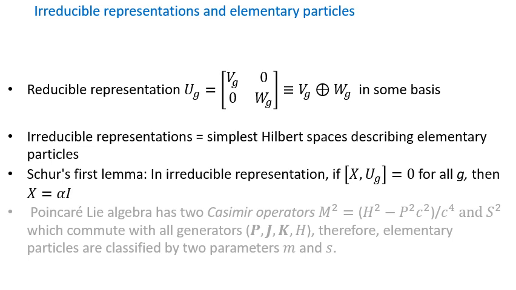Next, we can recall Schur's first lemma, which says that if in a space of irreducible representation an operator X commutes with all group representatives, then this operator is equal to a constant factor alpha times the identity operator.